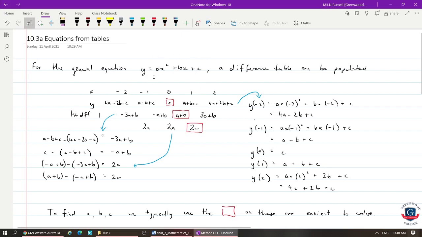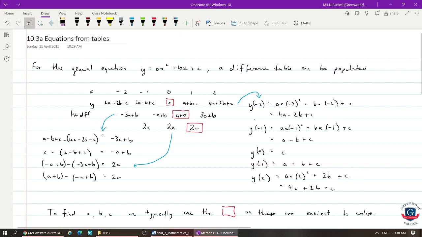So what we're going to do is put where x is -2 and then -1 and then 0, then 1 and then 2, and then find out what the corresponding y value is. So y of -2, substituting -2, I get 4a take 2b plus c, and I put it here. Do the same for -1, I get a minus b plus c, put it here. Put in 0, if I put 0 in here, that becomes 0, that becomes 0, that becomes c. That's where that c comes from. Do the same for 1, I'll get this, and do the same for 2, and I'll get this.